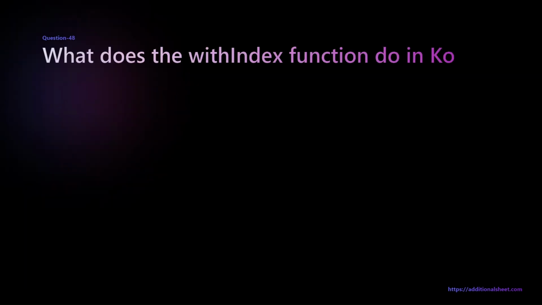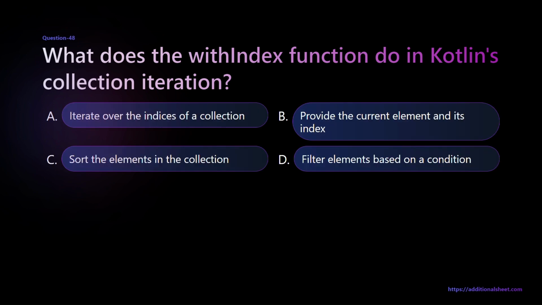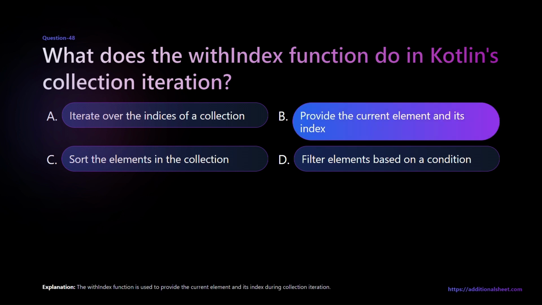What does the withIndex function do in Kotlin's collection iteration? Option A, iterate over the indices of a collection. Option B, provide the current element and its index. Option C, sort the elements in the collection. Option D, filter elements based on a condition. The correct answer is option B, provide the current element and its index.